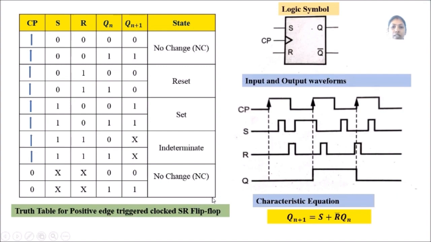In the characteristic equation, this is used to define the next state of the flip-flop. So this equation gives the next state of the flip-flop. Here Qn+1 is equal to S + R̄Qn. This is the characteristic equation. This equation is obtained by drawing the K-map with the help of the truth table. If you draw the K-map with S, R and Qn as inputs and Qn+1 as the output, you can get this equation.